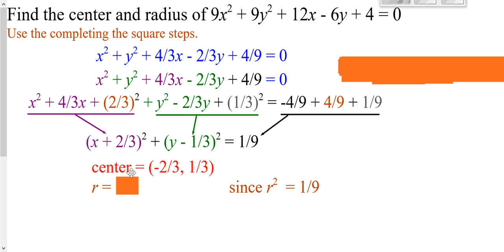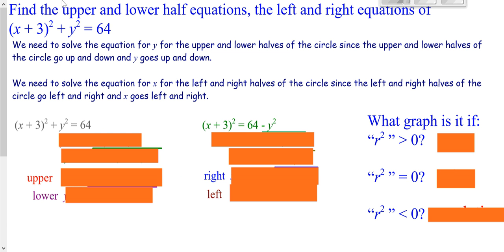When you solve that for r, you know that you take the square root of the top or the square root of the bottom, you get 1/3. So now, in this particular problem, you want to find the equations for your upper half, your lower half, your left half, and your right half.